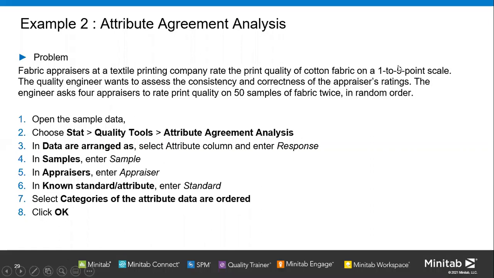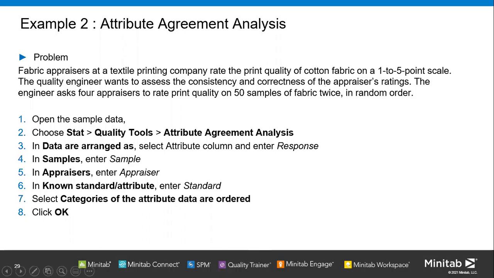Maybe they have 4 appraisers. Appraiser A maybe says this part is 1. Appraiser 2 maybe says this part is a 3. Something like this. So they want to assess the consistency and the correctness of the appraiser ratings.